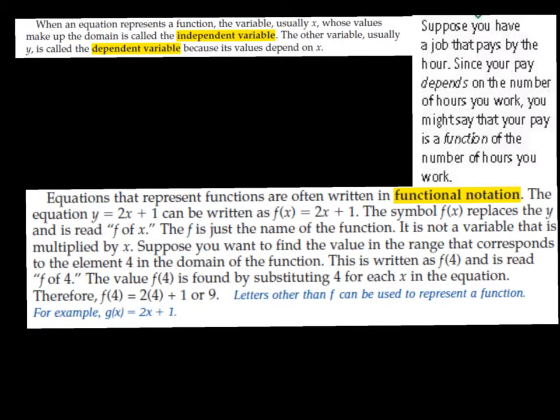Suppose you want to find the value in the range that corresponds to the element 4 in the domain of the function. This is written f of 4. The value f of 4 is found by substituting 4 for each x in the equation. So in this example, f of 4 would equal 2 times 4 plus 1, or 9. Letters other than f can be used to represent a function. For example, you could write g of x equals 2x plus 1.